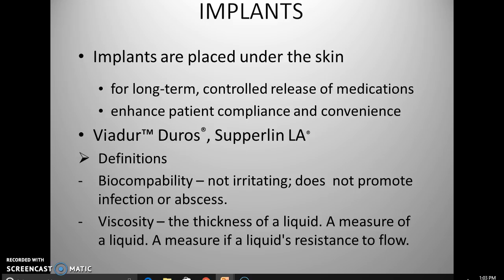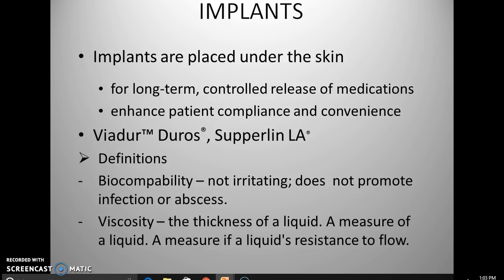There are certain key terms that we should be familiar with in relationship to implants. Biocompatibility. That means not irritating or does not promote infection or abscess, because again, it's going into the hypodermis or subcutaneous layer. And then you have viscosity, the thickness of the liquid, or a measure of the liquid's resistance to flow.